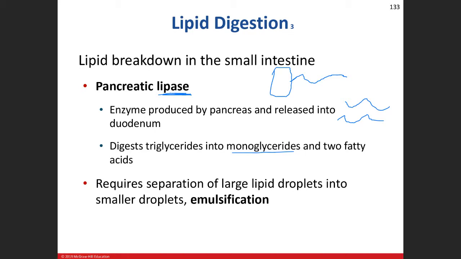So now what we're going to see, due to bile, is the emulsification process occurring. That's when we take a large lipid droplet and turn it into a smaller one. We call that process emulsification.